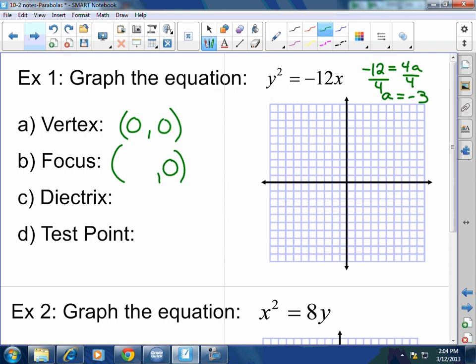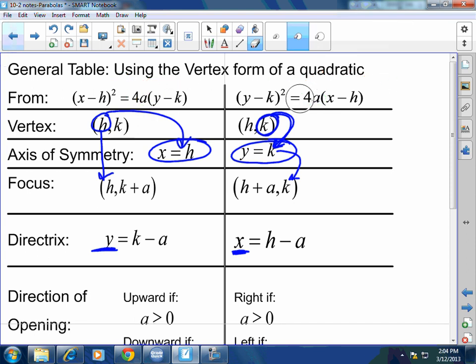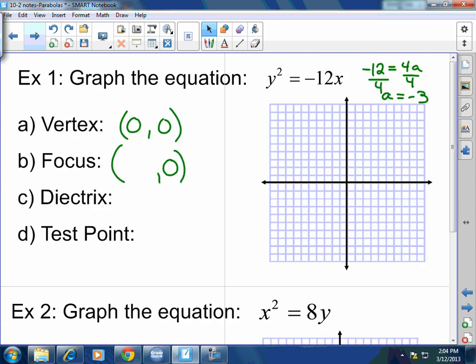Look, 4a, with all due respect, I already showed you. So instead of just complaining, my friends, I told you this is going to be a little bit of a time to adapt, but that's 4a. So 4a equals negative 12, so a equals negative 3. So what did you say the focus formula was for a y squared? h plus a, right? Isn't my h 0? So this is negative 3, 0.